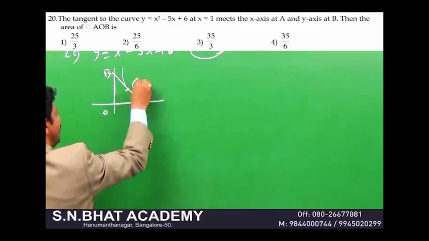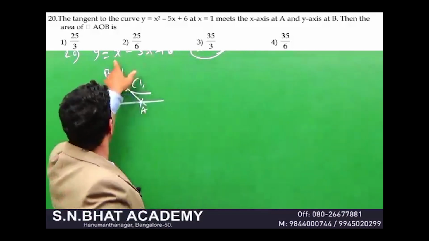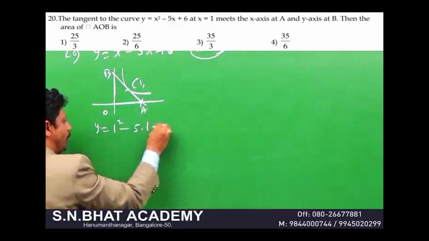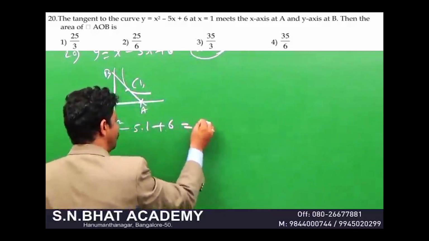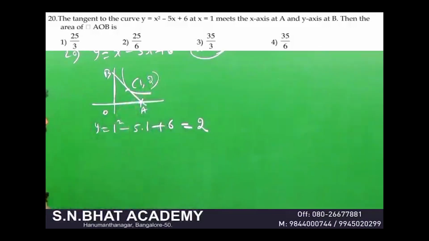This point here, x is 1. To find the y coordinate of this point, we have to substitute x equal to 1 here. So substituting x equal to 1, you get y equal to 1 square minus 5 into 1 plus 6, that is equal to 2. So the coordinates of this point are 1, 2.